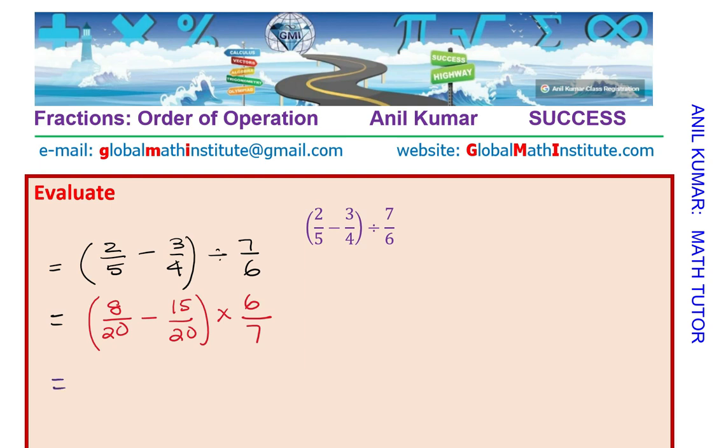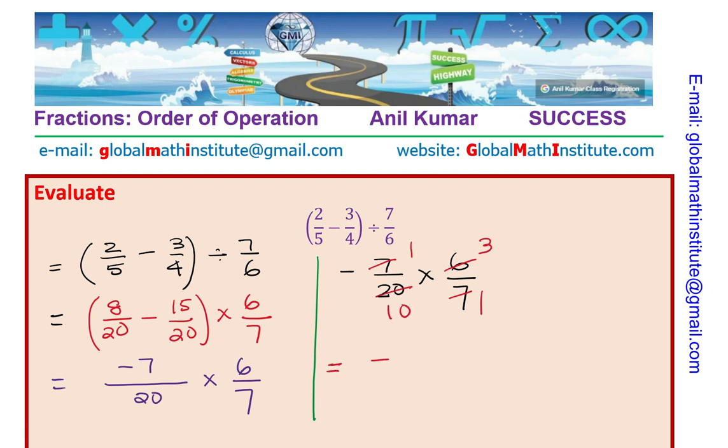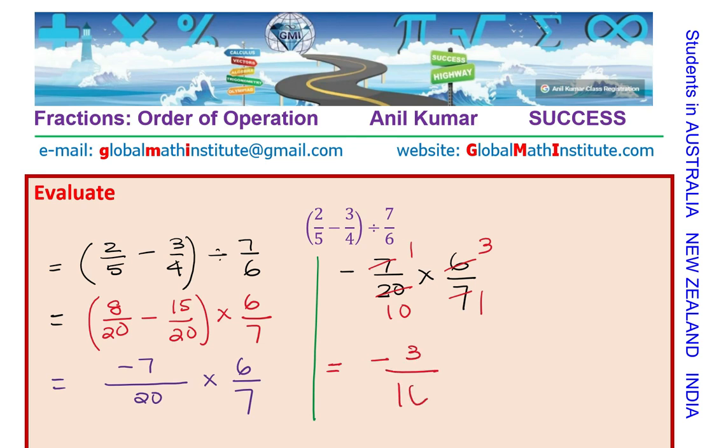Next step. The common denominator is 20 and we know 8 minus 15 is negative 7. And we have to now multiply by 6 over 7, correct? You can now simplify this. So what we have here is negative 7 over 20 times 6 over 7. Now 7 and 7 can be divided, resulting in 1. 6 and 20, 2 is common, so 2 goes 3 times and 2 goes 10 times. And we get our answer as negative 3 over 10. You get the idea. That is how we are going to solve it.